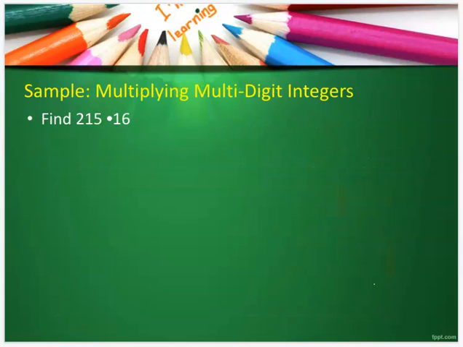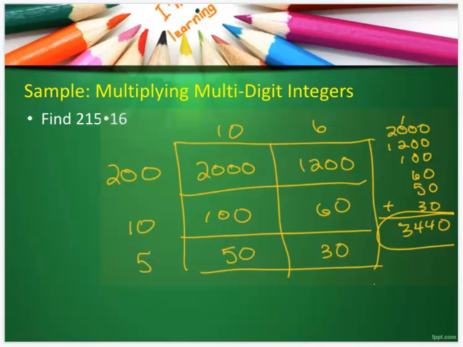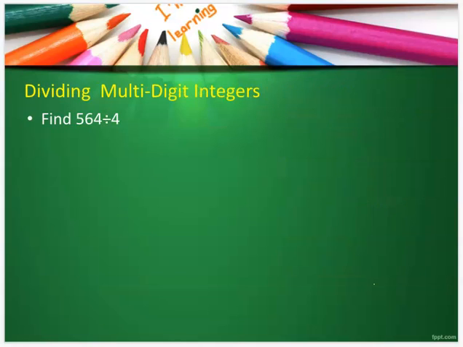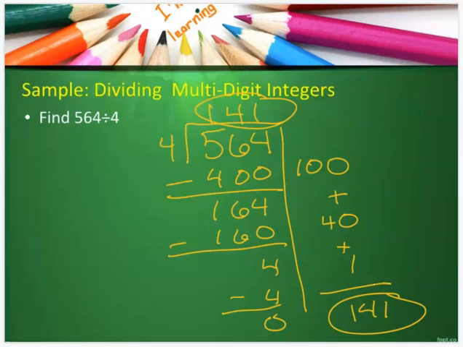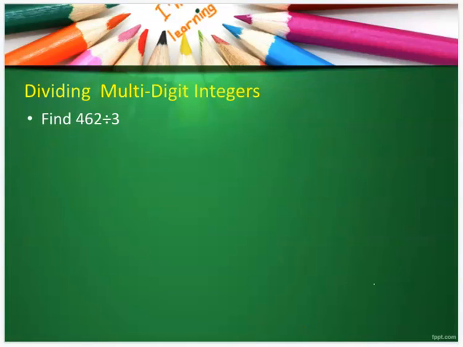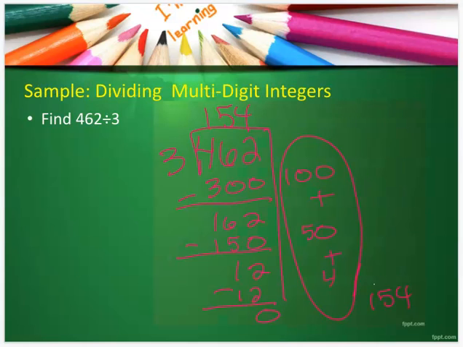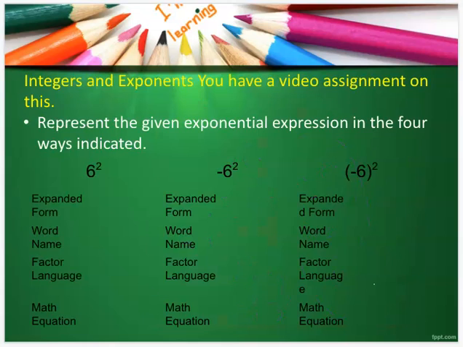Here's just another practice. So there's 215 times 16. I don't think that's on your worksheet, but it's good to practice that. A division problem. I think we did this division problem with our base 10 blocks, but it's nice to revisit it with some scaffolding, or the big 7 partial quotients. So I got 141, and then I should be able to answer the rest of the questions. Same with 462 divided by 3. I used partial quotients again, and I got 154.